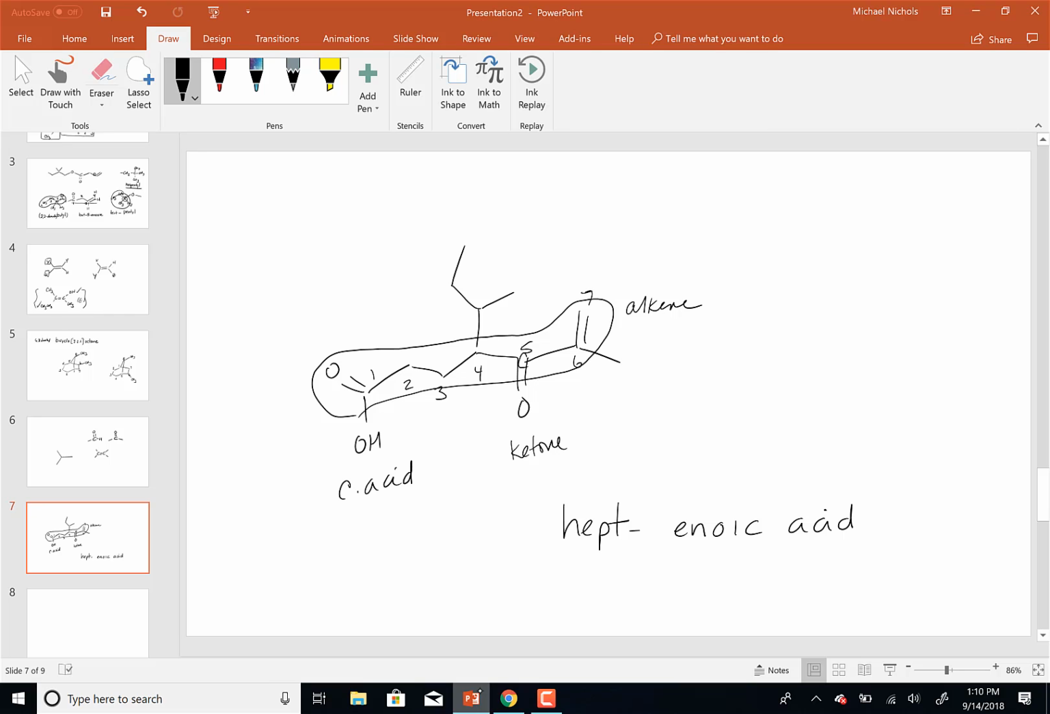Right. What else? So that means this one's going to be what? A hept-6-enoic acid, telling you the double bond is between carbon 6 and 7. And then what alkyl groups do I have? Is that what's coming off of four? We all agree it's a sec-butyl group?